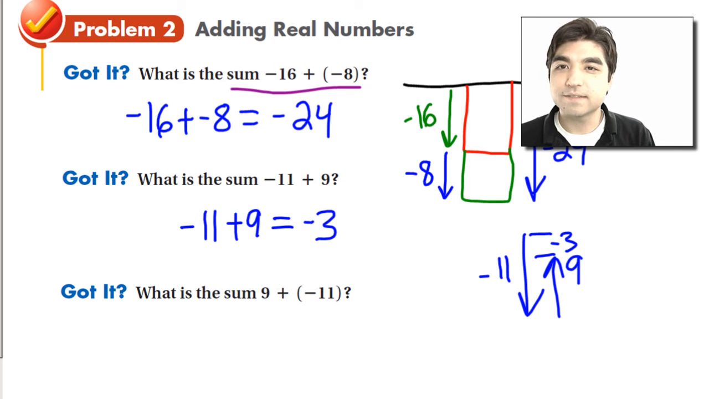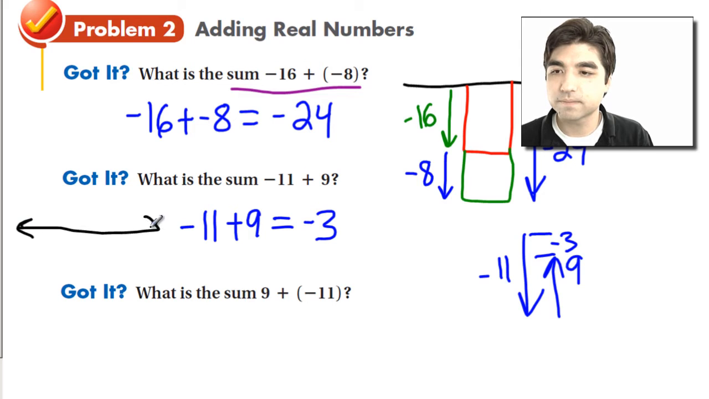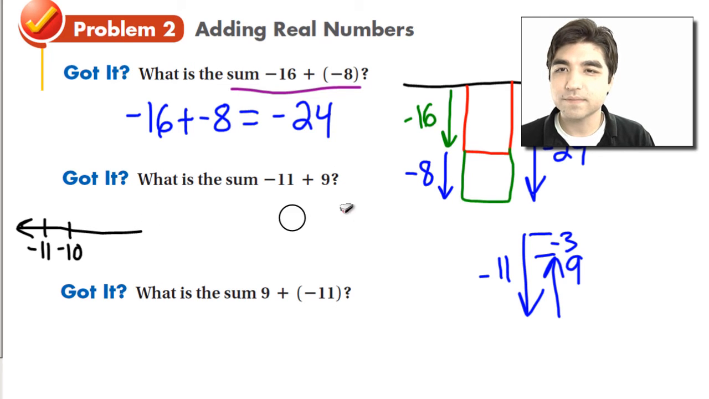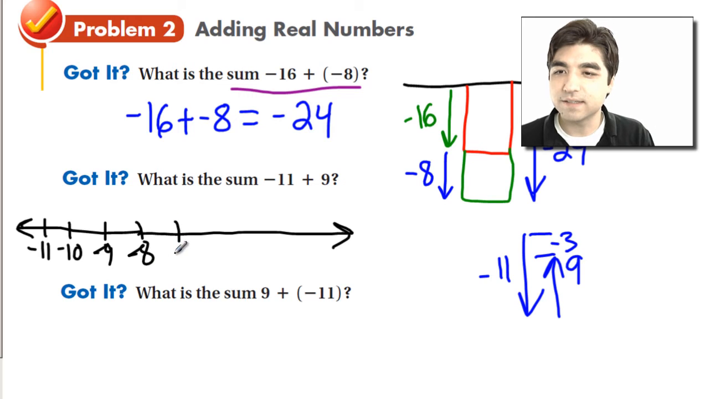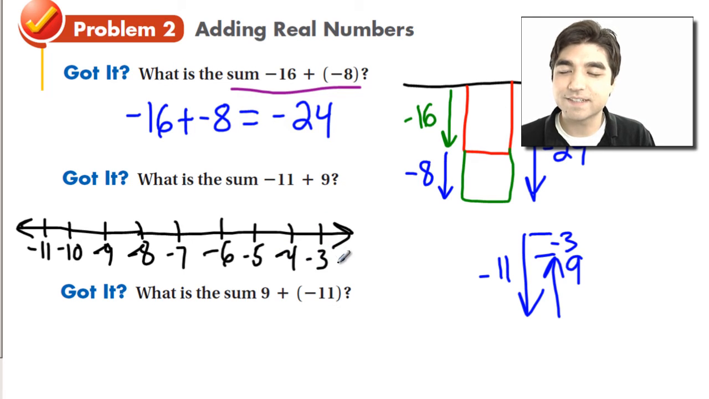If you need to see a number line, sometimes people need to do a number line. So let's do a number line right here. So this is negative 11, negative 10. Oh my gosh, it's going to be hard to get. Okay. Let me make some space here. Okay, this number line is going to be hard to do. So negative 9, negative 8, negative 7, negative 6, negative 5, negative 4, negative 3.